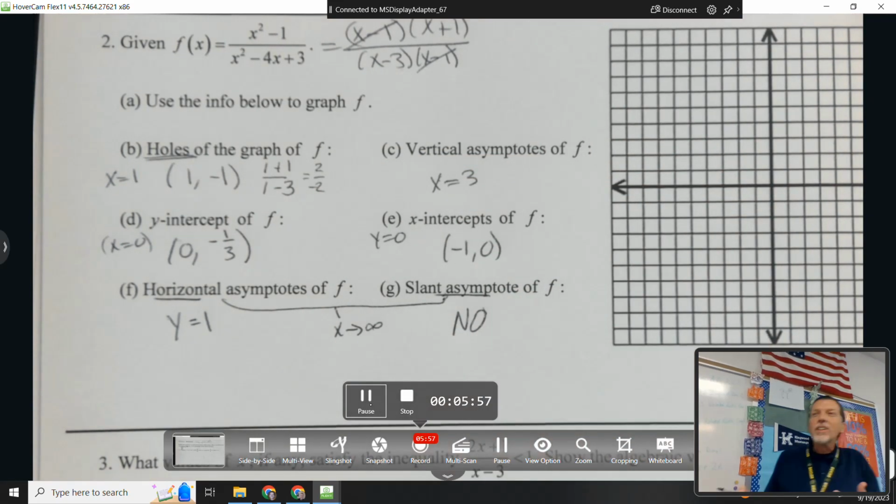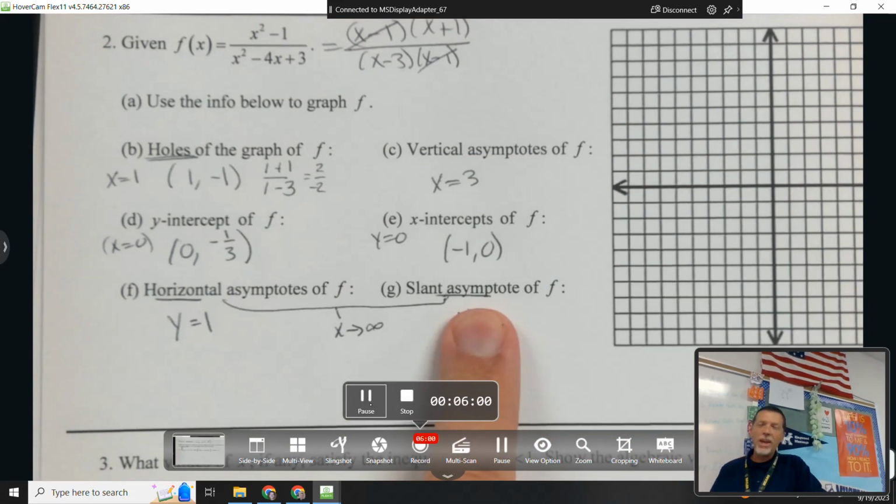Make sure you answer all the questions, though, right? Don't leave it blank. If you leave it blank, I'm going to mark it wrong because I'll think you don't know what the slant asymptote is. So if it's no, say no.